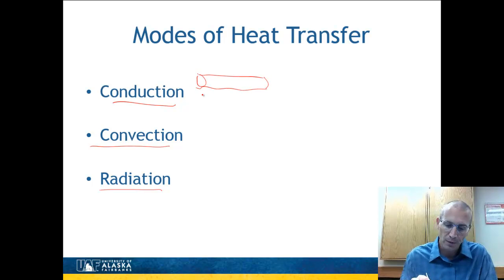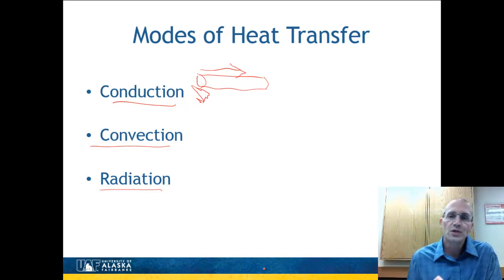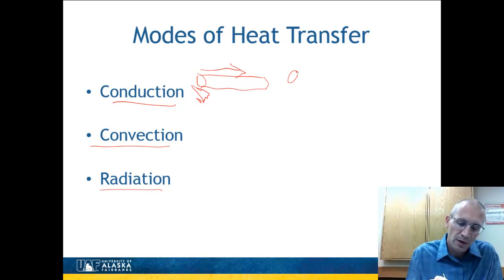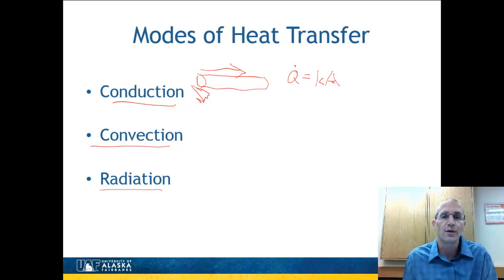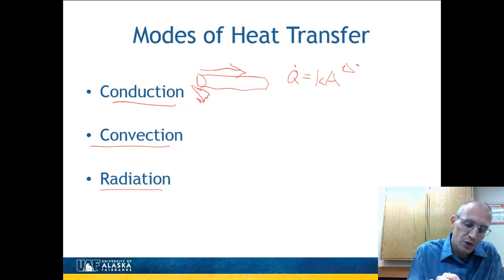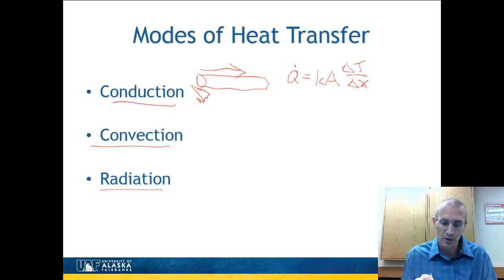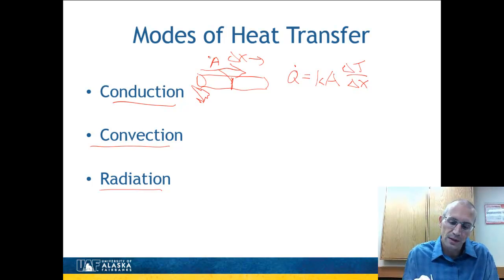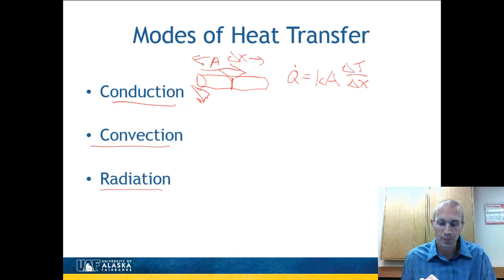So imagine that's our poker, and one end is hot. On that end, heat would be transferred by conduction in that direction. The equation that describes heat transfer by conduction is the rate of heat transfer is equal to k, the thermal conductivity, times A, the cross-sectional area through which heat transfer is occurring, times the temperature difference, delta T over delta x. As I drew this bar here, there would be a cross-sectional area there. That is A. And delta x would be the length of that bar.